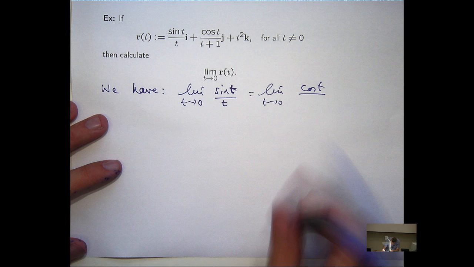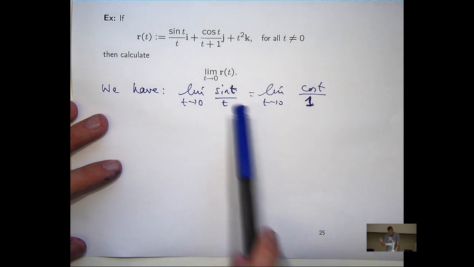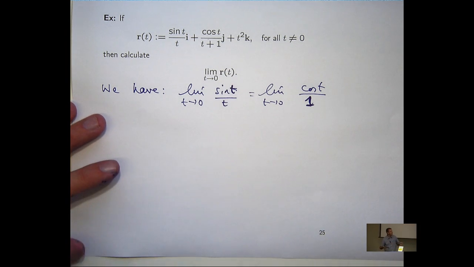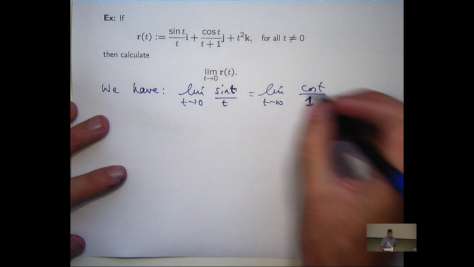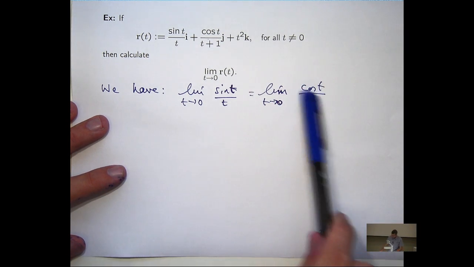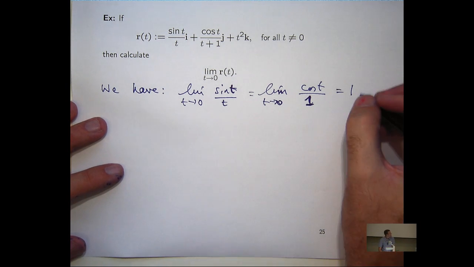The derivative of t is just going to be 1. So you differentiate each part individually. It's not like you're applying the quotient rule here. And if I look now, well, the limit of the top is going to be 1, so the limit is just 1.